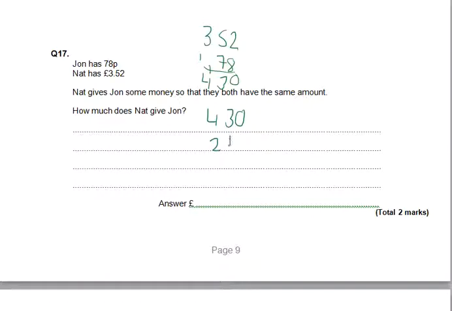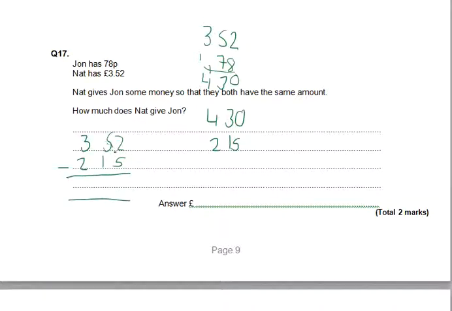So obviously exactly in half would be 215. And now that's just basically halving it down, so we've got £2.15. So they both have the same amount. So Nat needs to go down to 215. So we need to work out from 215. So 352, take away the 215. And again, remember this is take away.